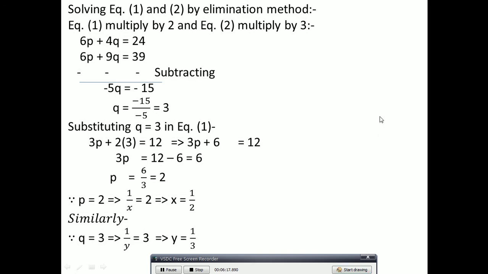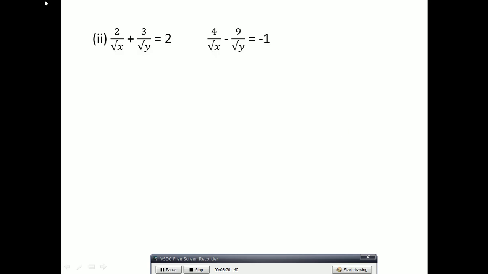Now next, it is the second part. Now students, what is common in both the equations?